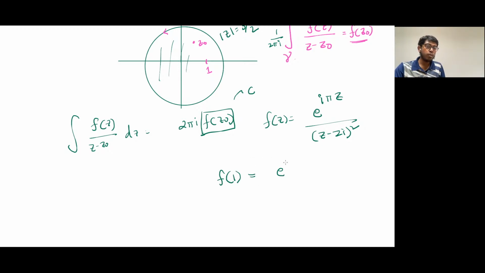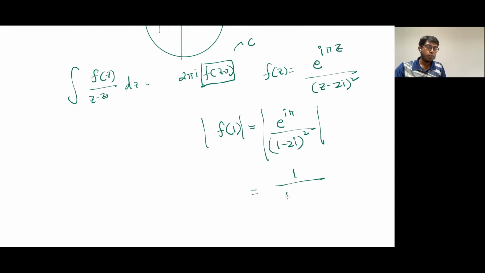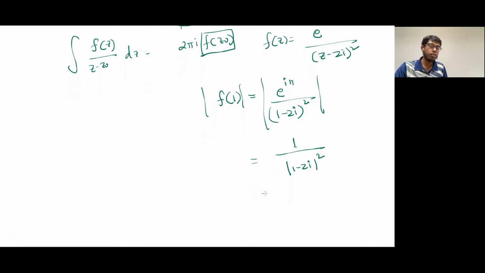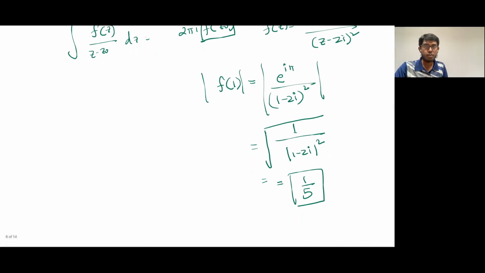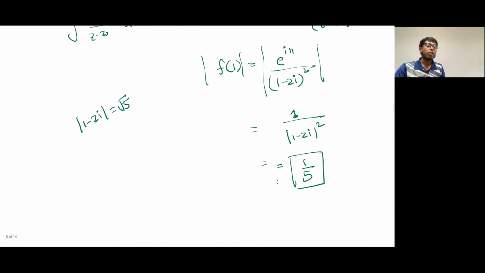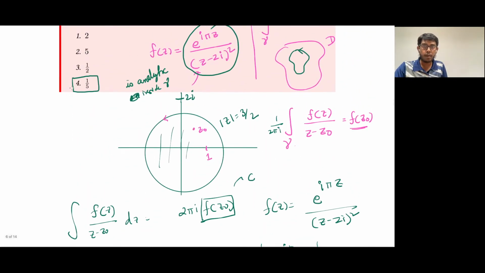So what is f(1)? It's e^(iπ)/(1 − 2i)². If we take the absolute value, this is 1/|1 − 2i|², the square of the absolute value. The absolute value of 1 − 2i is the square root of 5. So this says that the value of C is 1/5. So 1/5 was the guess. Yes, this is the correct answer.